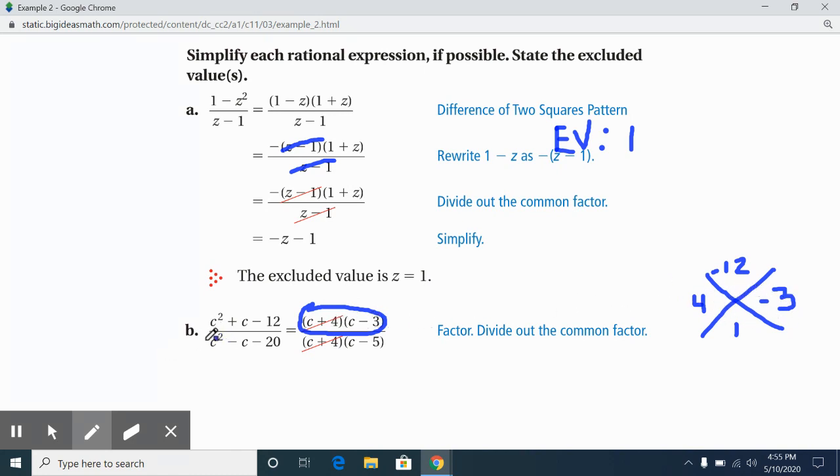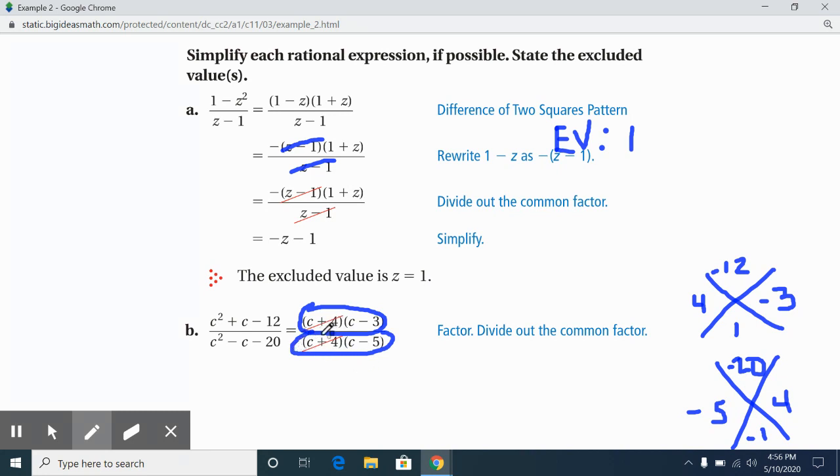All right, now they're going to do that same exact thing with the bottom trinomial. So this time it's negative 20, and negative 1, which would be negative 5 and positive 4. That's where they're getting c plus 4, c minus 5. Okay, so right now, this is when I would find my excluded value. The book does not show that, but this is when I would find it, after I factor, before I simplify.